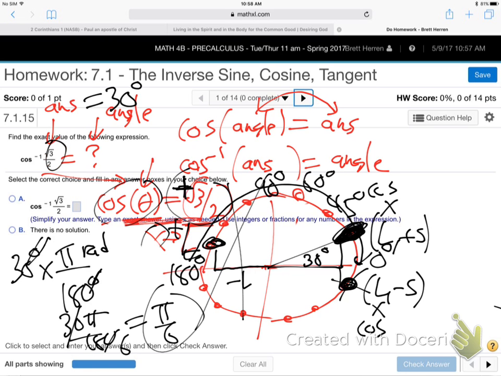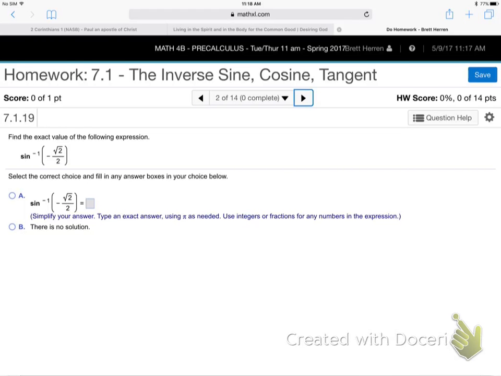Good? Questions on that? Make sense? Can we try another one? Okay. Sine inverse of negative root 2 over 2. Give it a try.